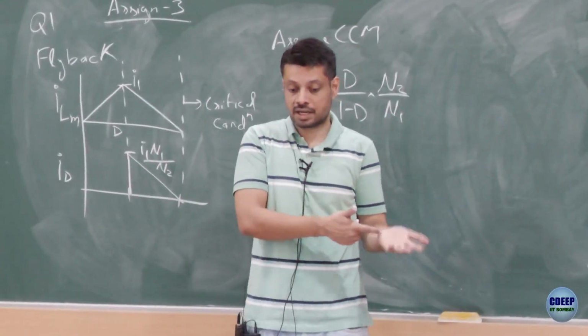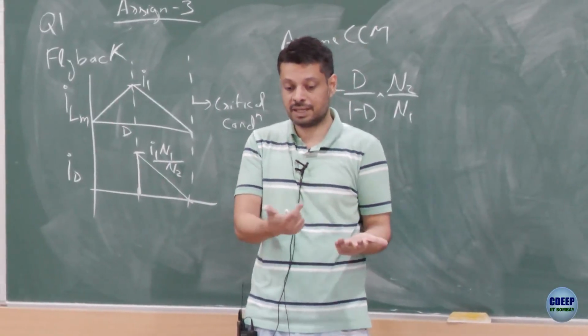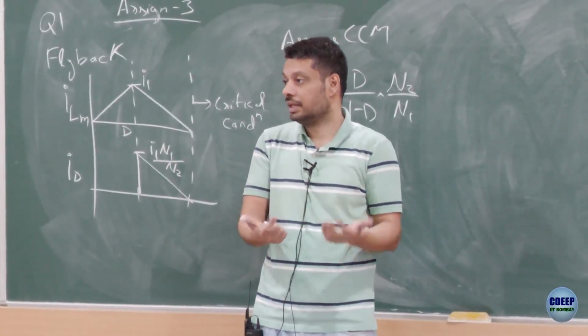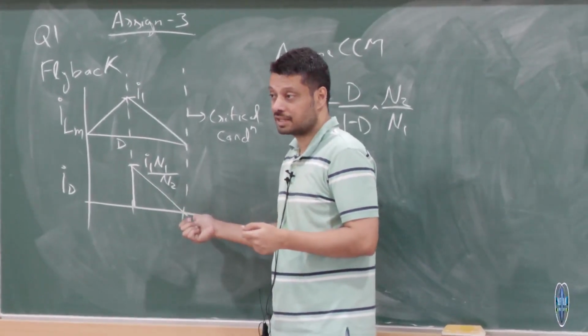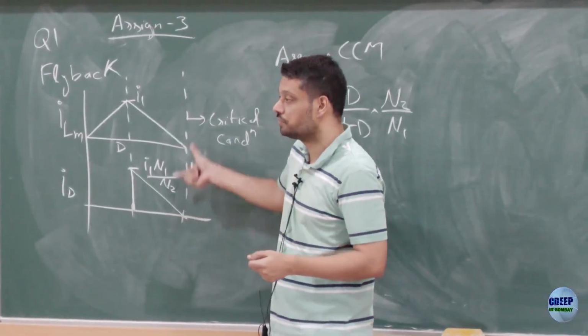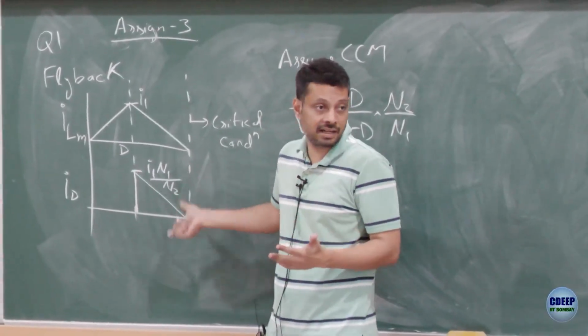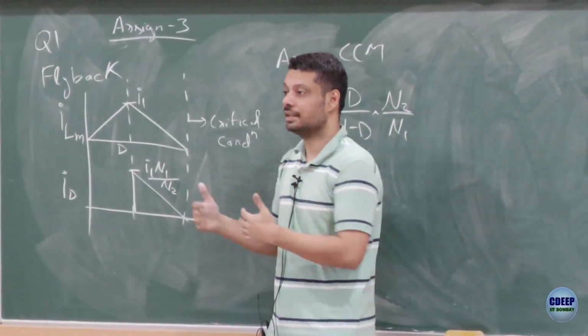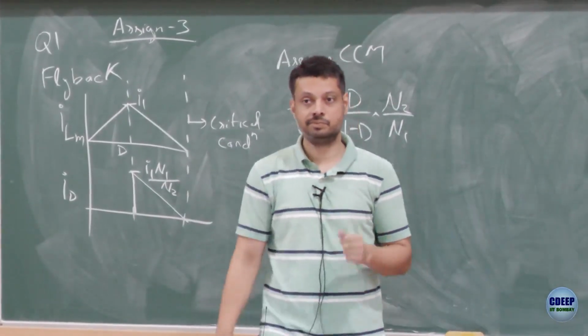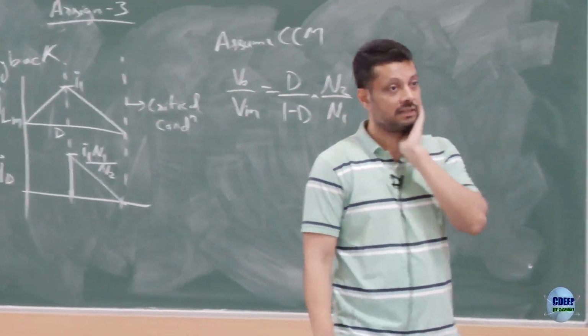What is the actual load current? The output voltage 5 volts divided by 5 ohm resistance, 1 ampere. If 1 ampere is more than this average current, that means in reality this is shifted along the y-axis. You are not operating in critical conduction mode, so you are in CCM. If it is less, then you are in DCM. Is that okay?